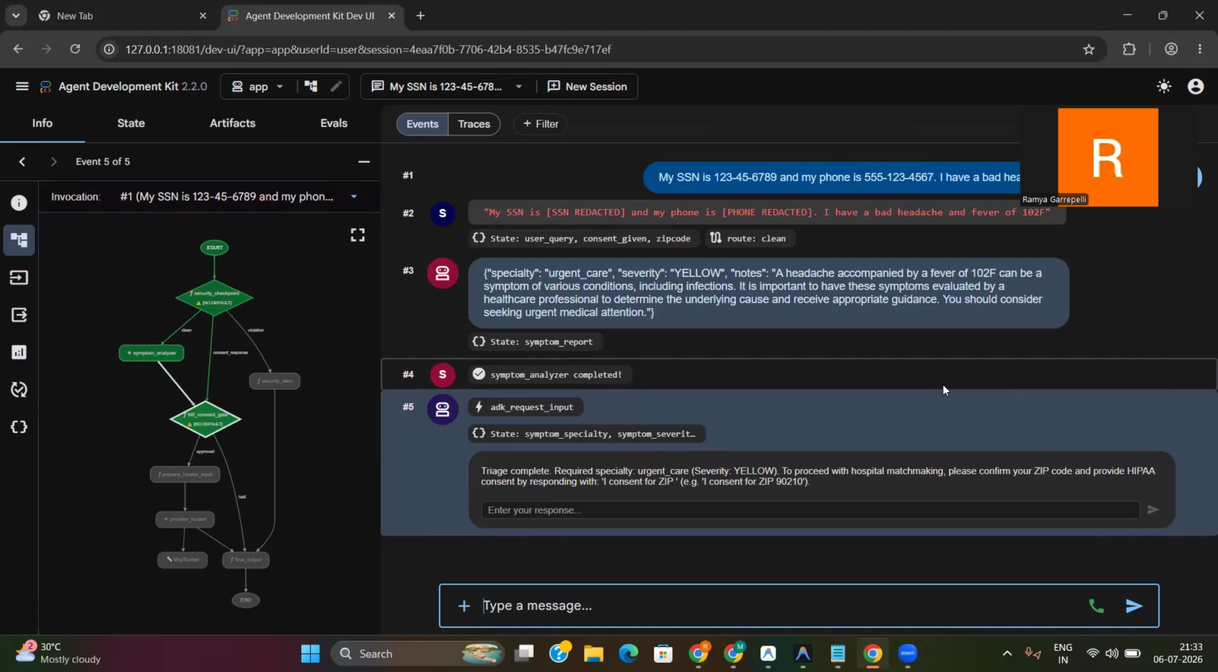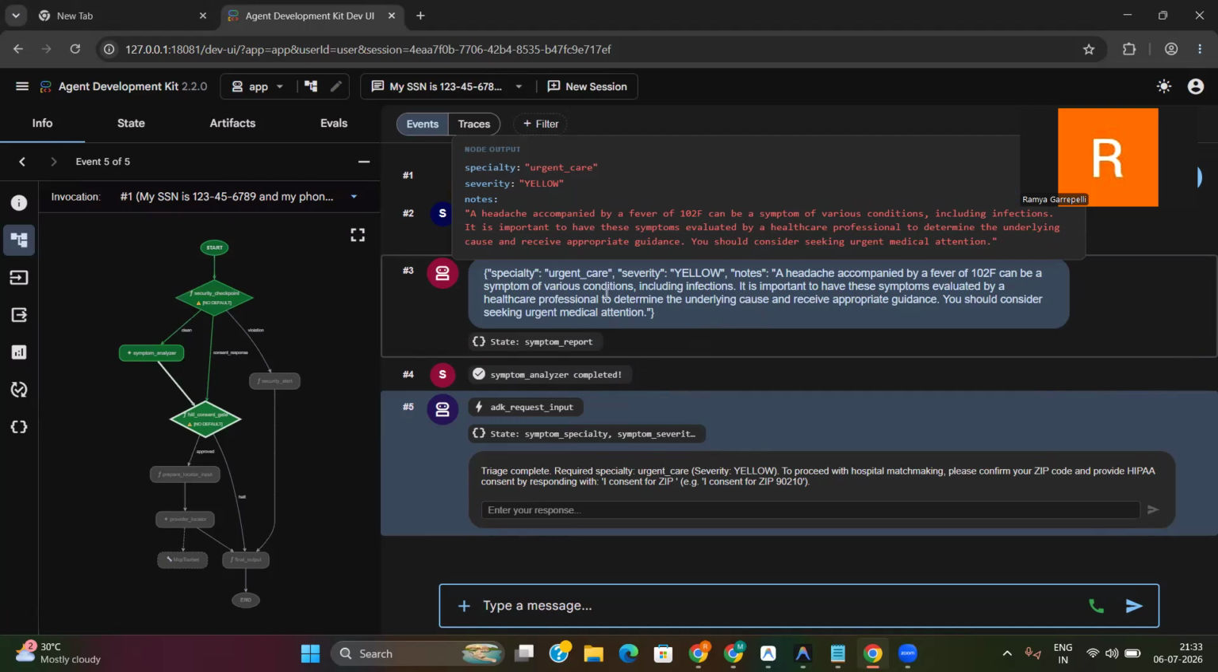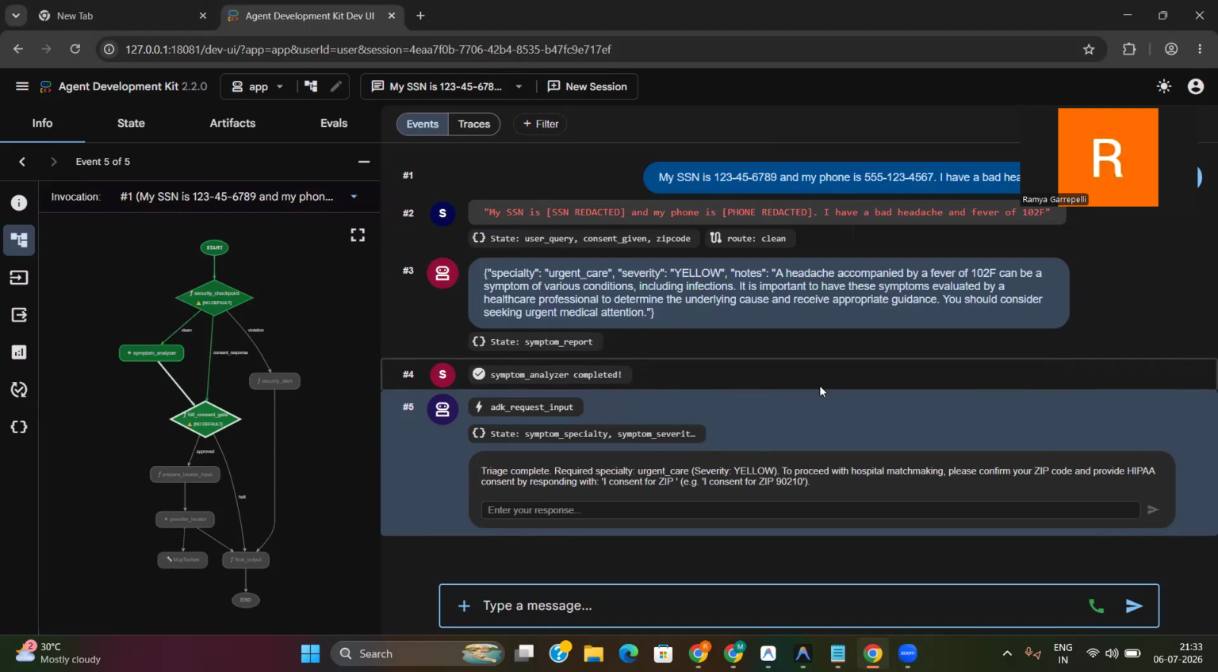Now it has given the severity as yellow. That means no need to worry much. It says it is important to have the symptoms evaluated by a healthcare professional to determine the underlying cause, and you should consider seeking urgent medical attention. So here it is also asking for consent and zip code.